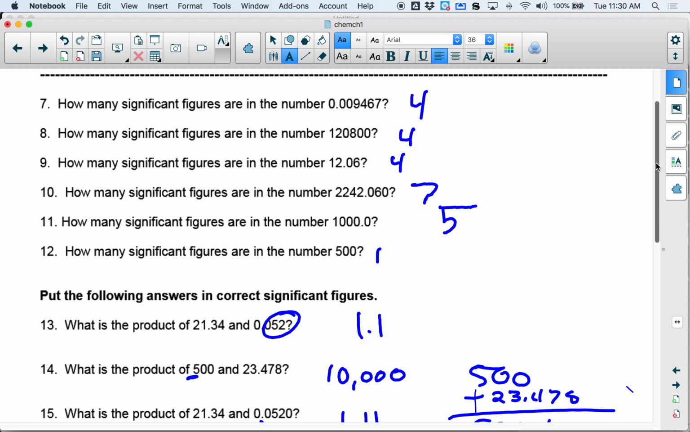All right, let's make sure there's no questions on 1 through 12, and then we'll go over some of these. Any of those we need to go over, 1 through 12? Oh, I had 7, 4. I got number 8. 1, 2, 3, 4. No, I had it right.